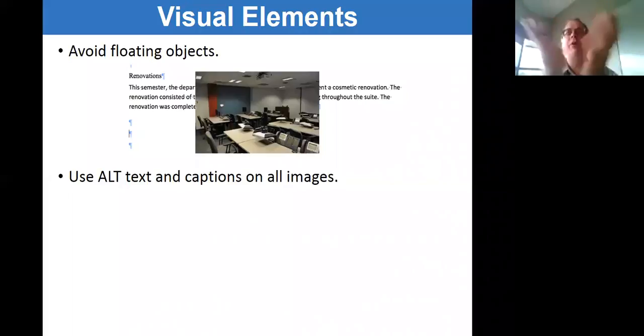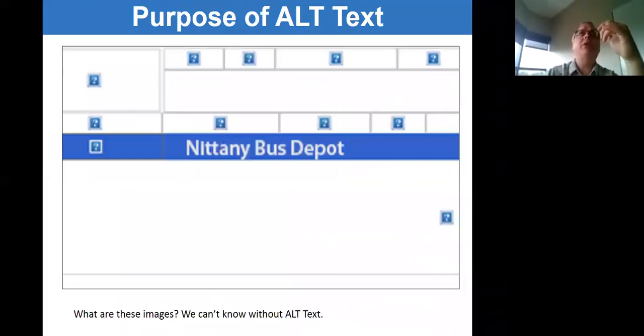It used to be that images would come in as floating and you had to reset them. Nowadays, they come in as inline images and you have to deliberately go and make them floating. So I think you're okay most of the time. And use the alt text on captions on all images. So let's take a look at that.